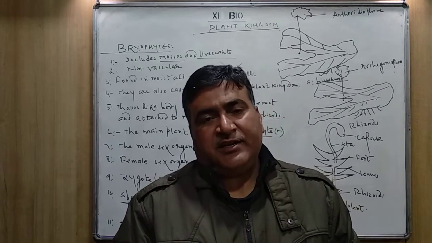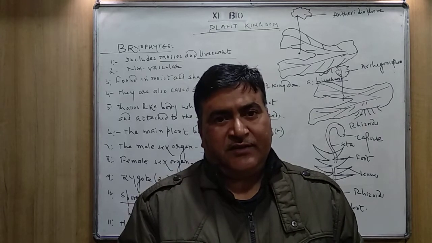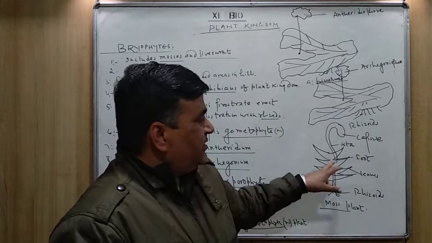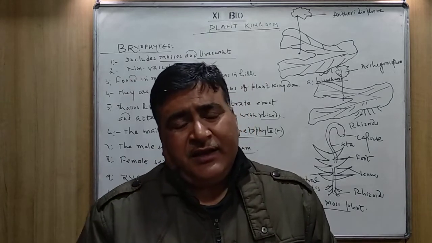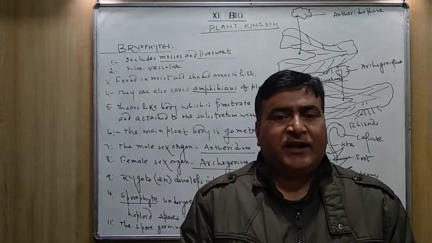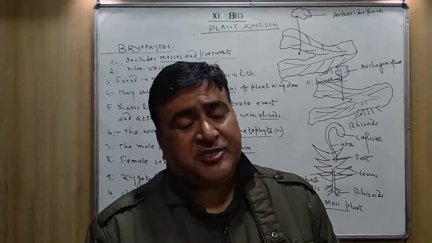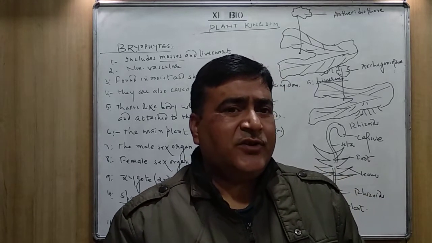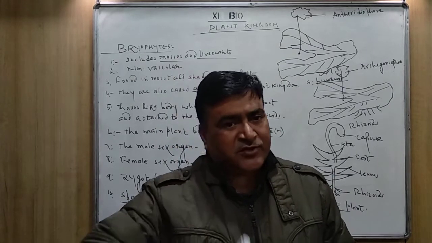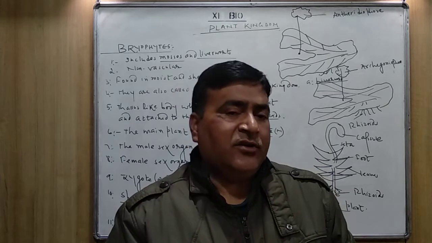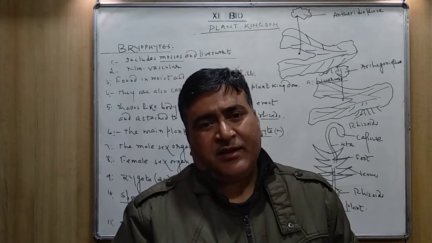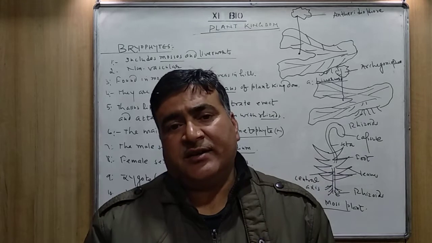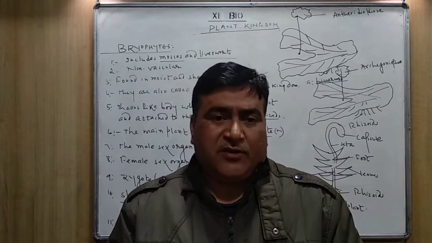But some vascular strands are found in the case of mosses, in moss like Funaria, Sphagnum, because mosses are advanced bryophytes. They are more advanced than the thalloid structure, and that's why some vascular strands are present to transport water and minerals from downwards to upward, and also to transport the food materials. But in the majority of the bryophytes, the vascular strands are absent.